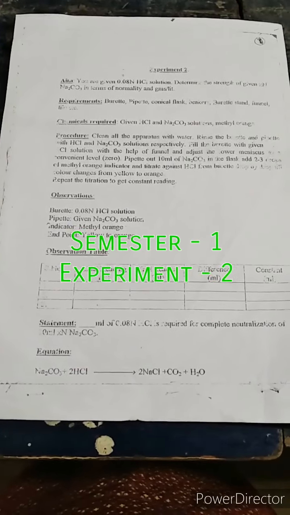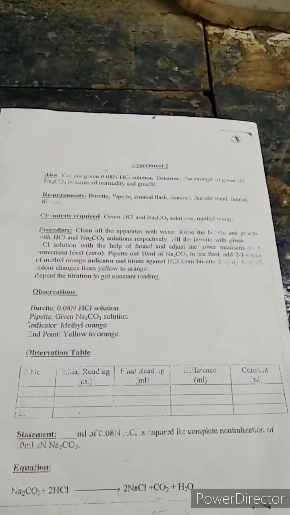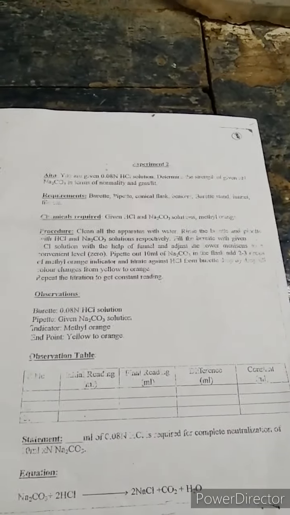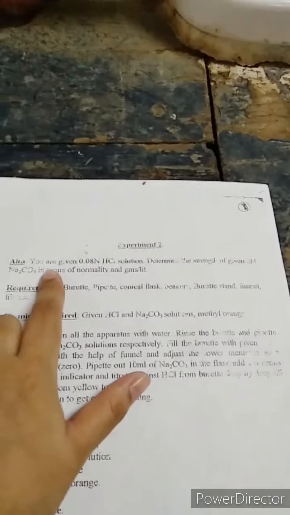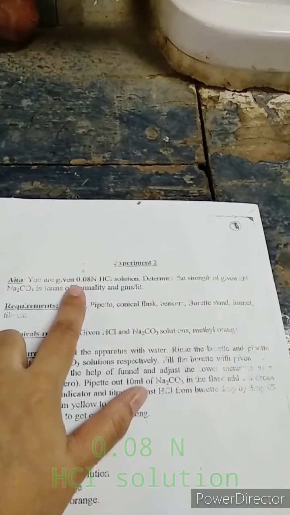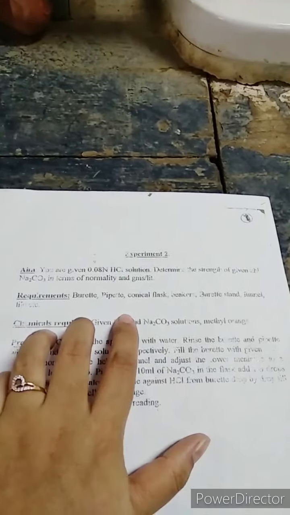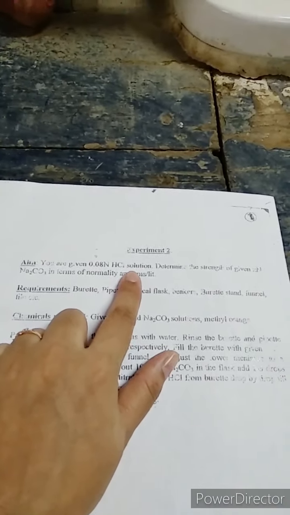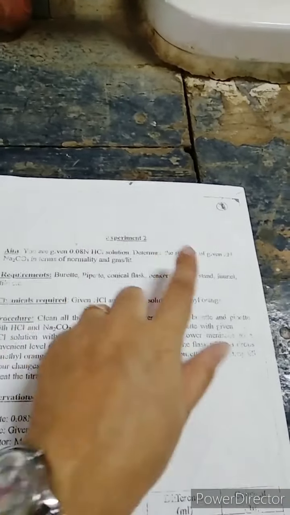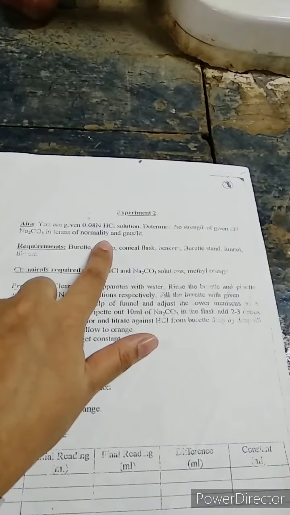Hello students, in today's experiment we are again going to find the strength of a base for a neutralization reaction. What is our aim? We are given a 0.08 normal HCl solution. In today's experiment we are given the known concentration of an acid solution and we have to determine the concentration of a base, Na2CO3, in terms of normality and grams per liter.